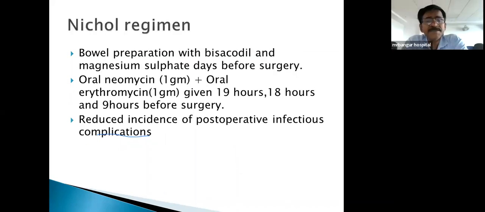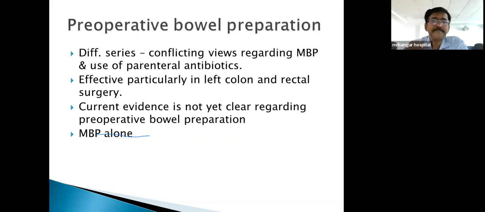So, what is the Nichols regimen? These are the regimens used earlier before the advent of these newer antibiotics. It was a bowel preparation with bisacodyl and magnesium sulfate days before surgery, and the patient was given oral neomycin plus oral erythromycin 19 hours, 18 hours, and 9 hours before surgery. And this study has shown a gross reduction of post-op infections following colorectal surgery.